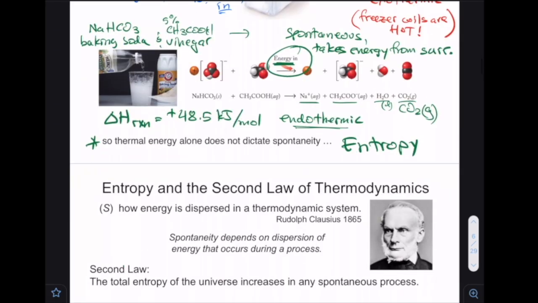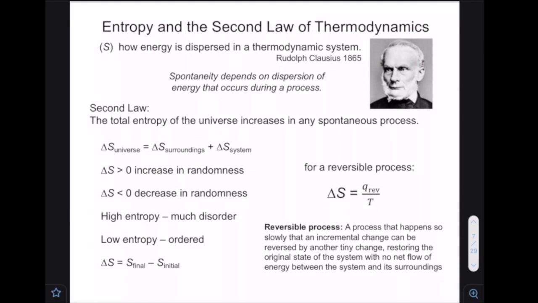Now let me just give you a brief introduction to entropy here, and it has to do with the second law of thermodynamics, and this comes from Rudolf Clausius back in 1865. And entropy is simply a measure of how the energy is dispersed in a thermodynamic system. You may have heard of entropy as simply adding to the disorder of a system. That's another way to just think of spontaneity as depending on how dispersed things are in a system or during a process. That's the same idea as if they're more dispersed, that means there's more disorder.